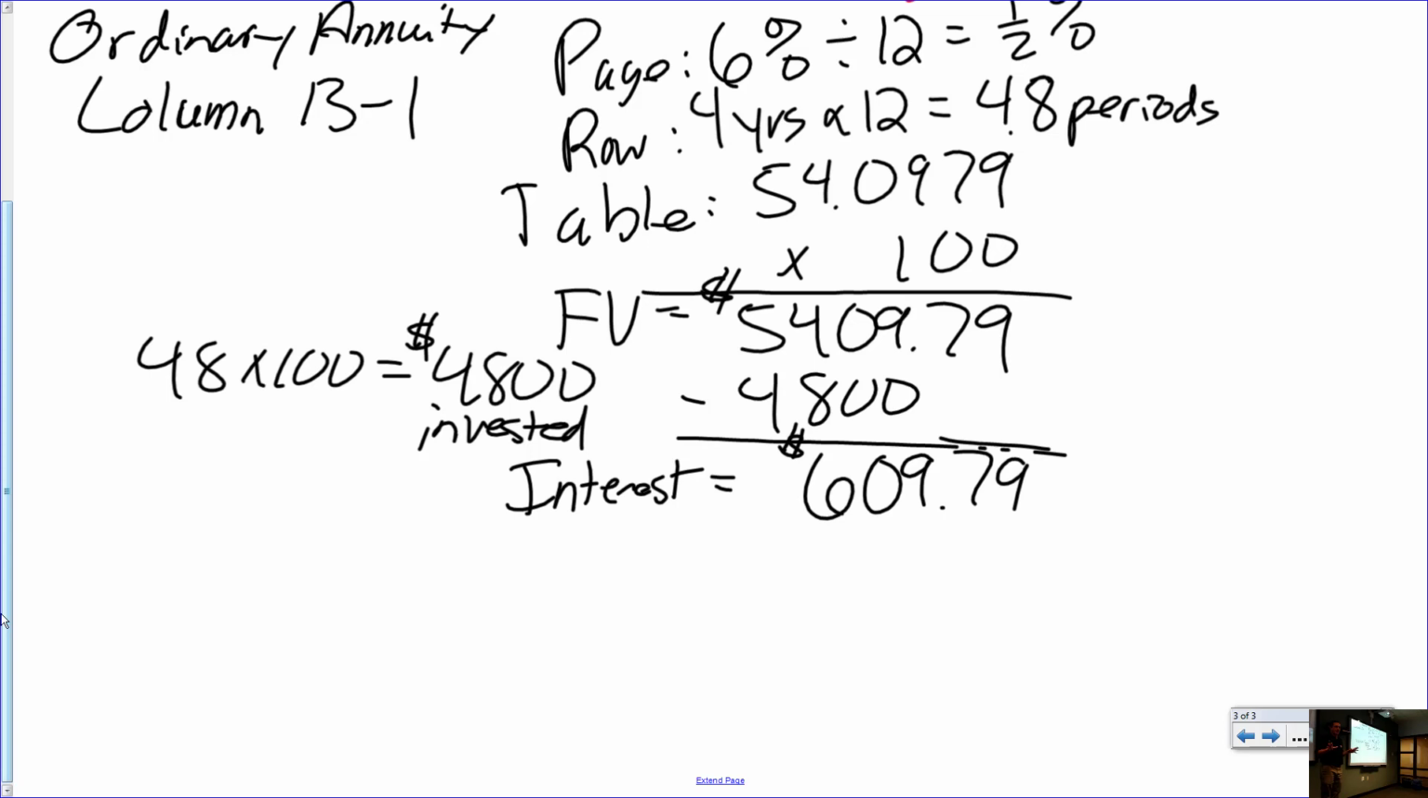Not too bad? All right. So what is column 13-2's title, folks? Present value of annuity. Present value of an annuity.